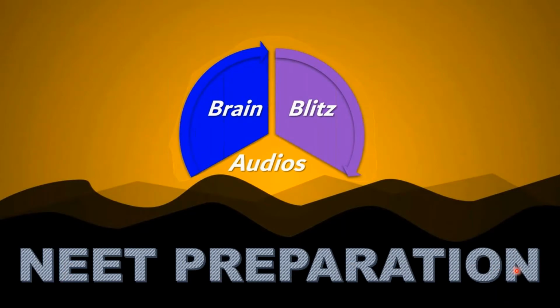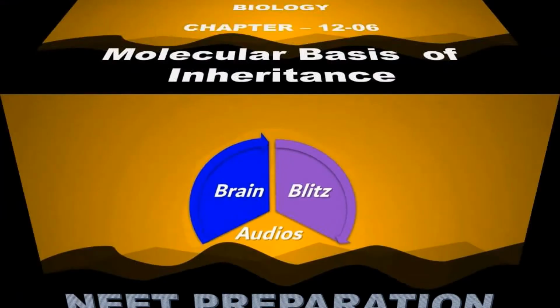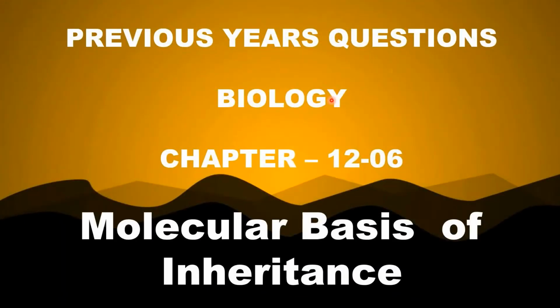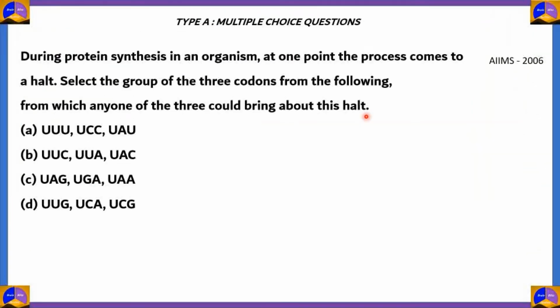In today's episode of NEET Preparation, we'll be looking at previous year questions of biology in medical entrance examinations in India. Today, we'll be dealing with the chapter Molecular Basis of Inheritance. This is the sixth chapter in the grade 12 syllabus of biology in CBSE. Let's continue from where we left off in the last episode by moving on to this first question.